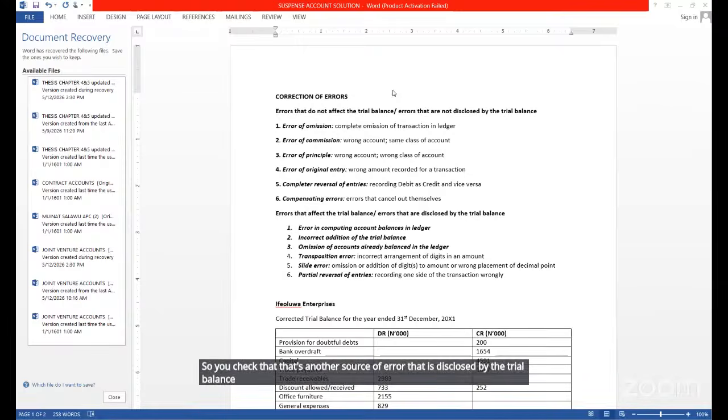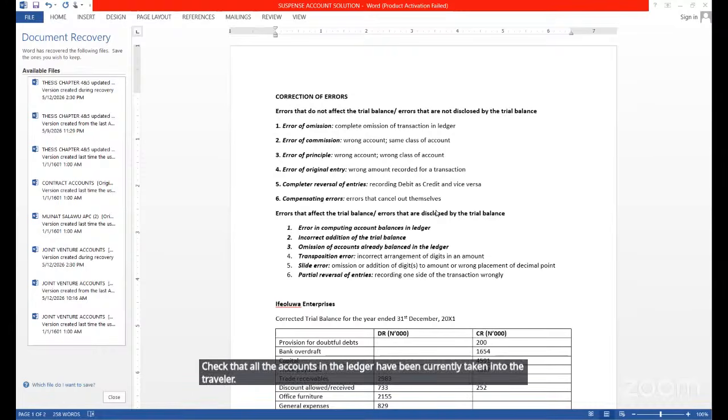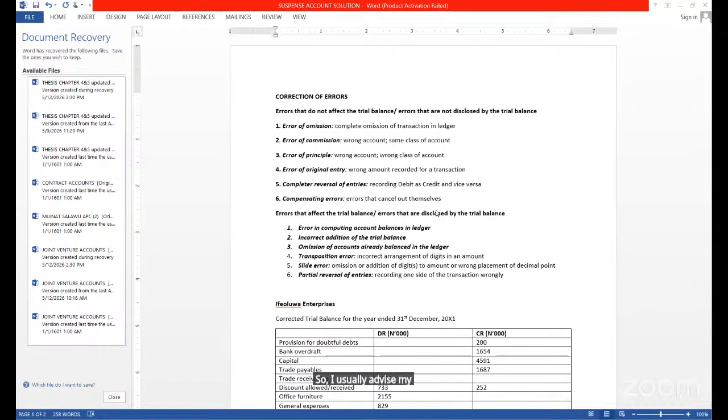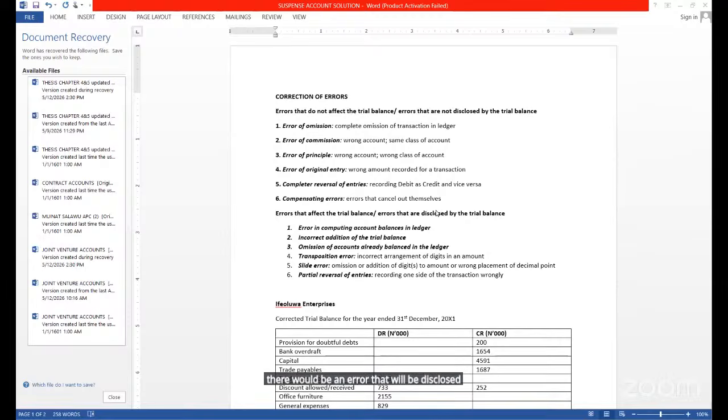And then check that all the accounts in the ledger have been correctly taken into the trial balance. I usually advise my students, once you have prepared your ledger with all your accounts, count the number of accounts that have a balance, and check that you have that number of entries in your trial balance. If it is not equal, there would be an error that will be disclosed by the trial balance.